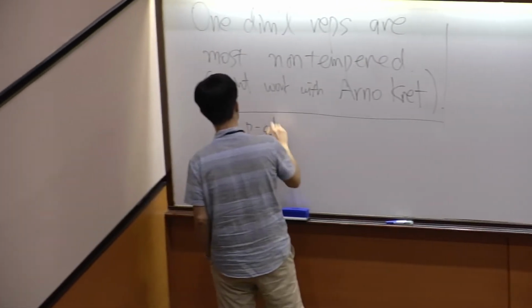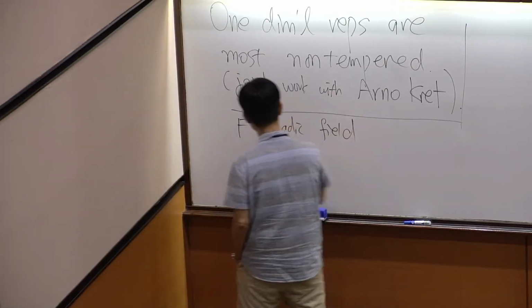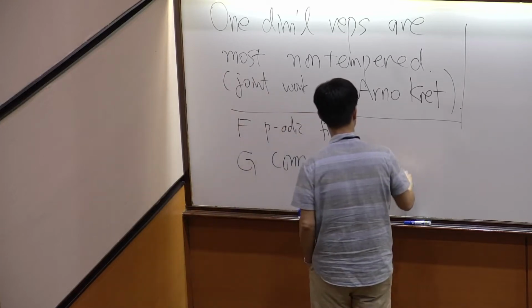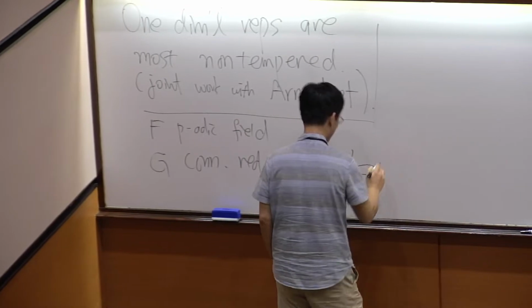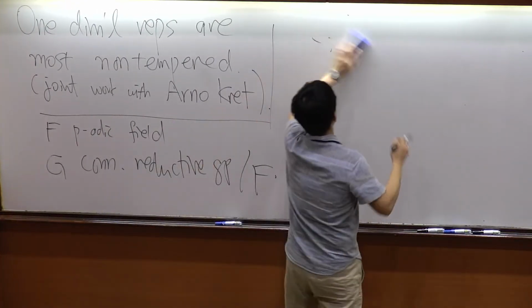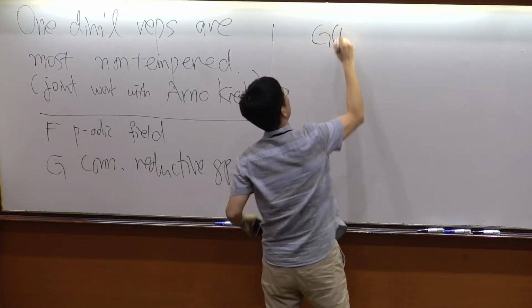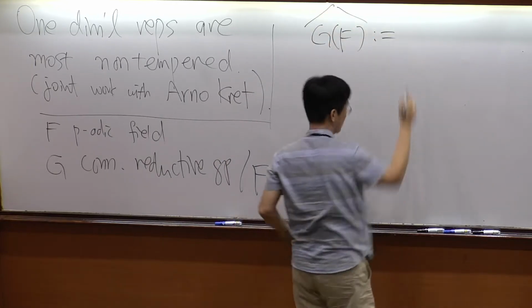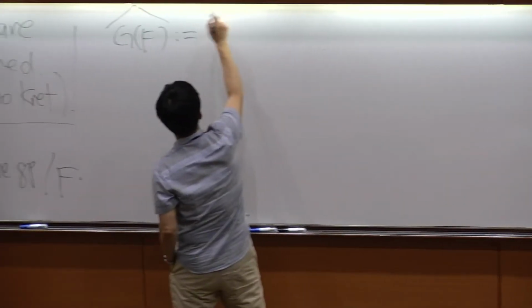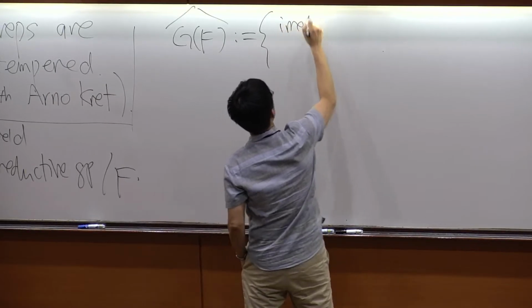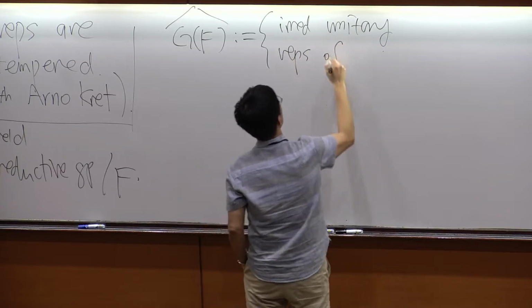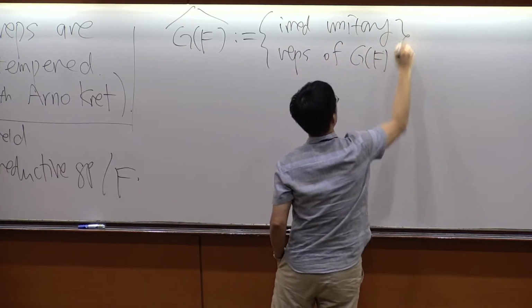So let F be a p-adic field, and G a connected reductive group over F, and maybe I'll put a wide hat. So let G(F) hat be, not the Langlands dual group, but the set of irreducible unitary representations of G(F) up to isomorphism.